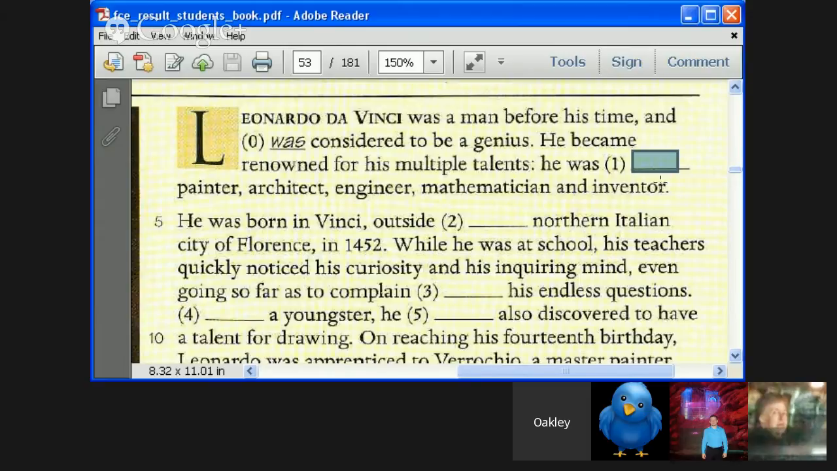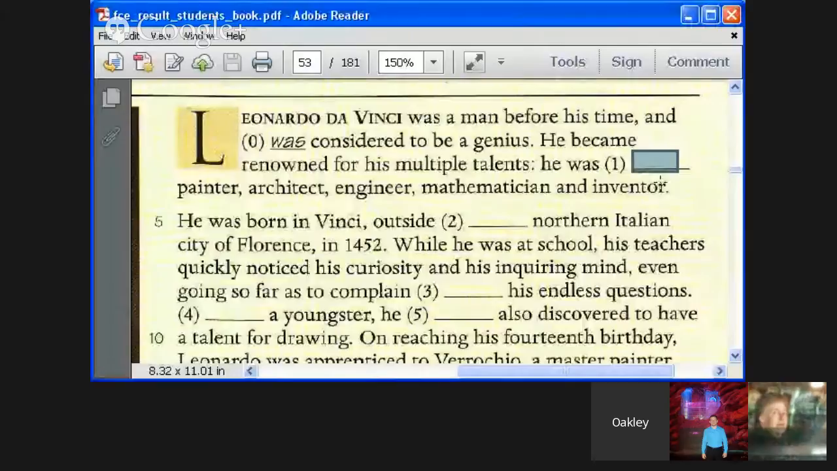So, once again, here the answer may be as simple. The answers are usually simple function words, prepositions, auxiliary verbs, articles. All right, that's basically what you're looking for in this type of exercise.